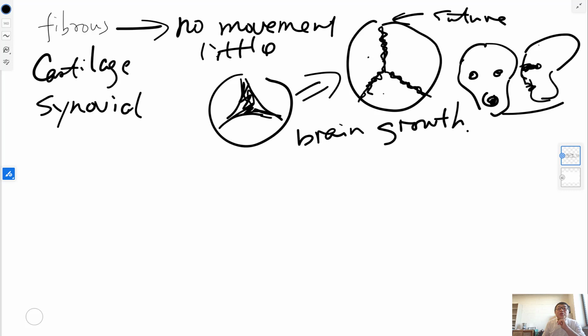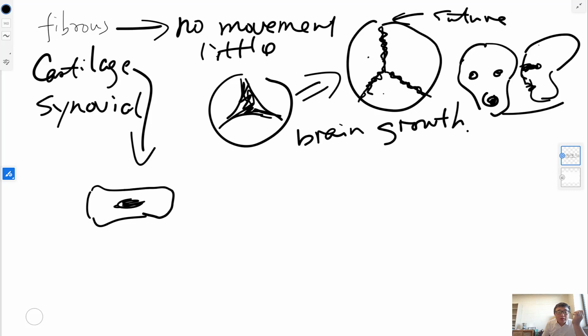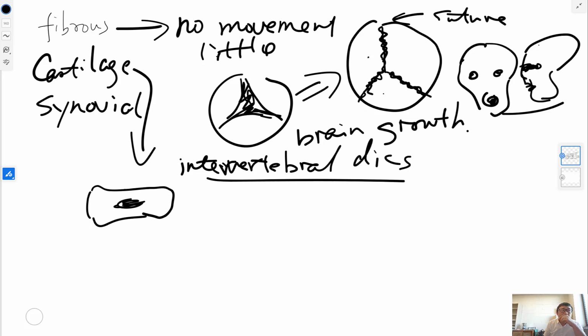So this is the fibrous joint, and next let's talk about the cartilage joint. Probably the most important one is the intervertebral disc. We have mentioned this a lot of times, and I think this is probably the last time I'm going to mention it. This is the most abundant cartilage joint, which joins two vertebrae together.